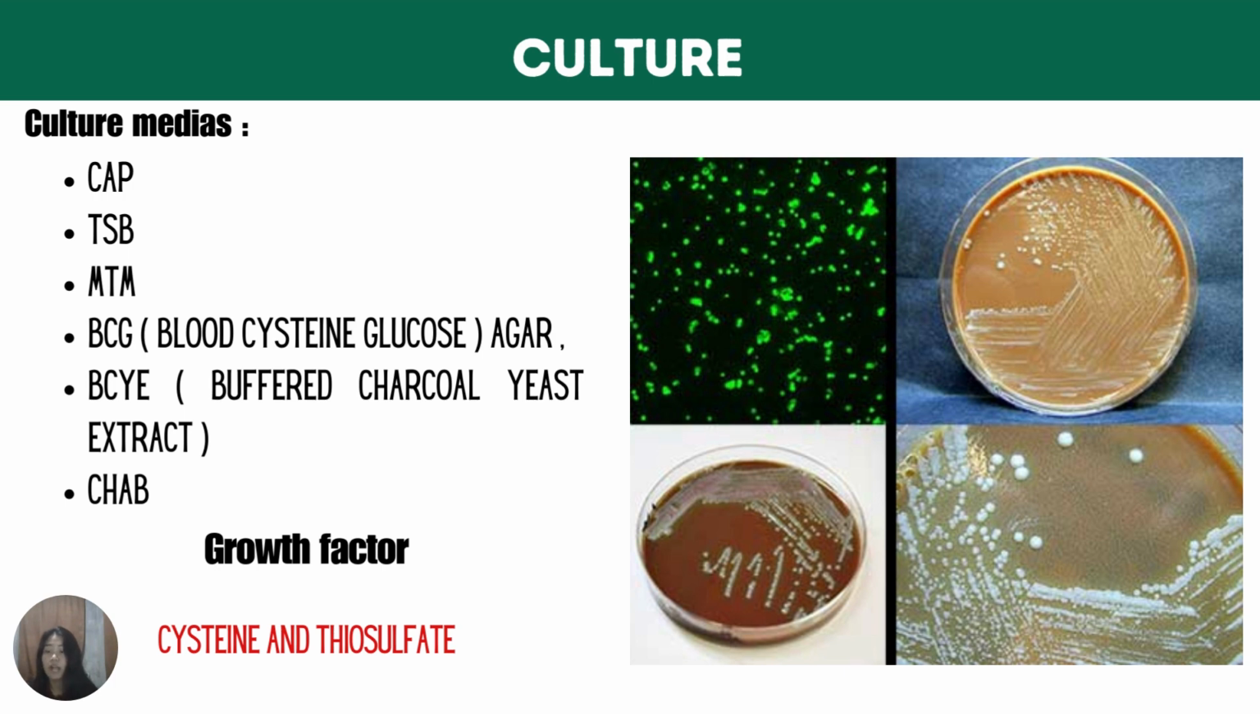Colonies are round, smooth, bluish gray to white, and slightly mucoid. However, it cannot grow on MAC because it is a fastidious organism. It needs additional growth requirements like cysteine and thiosulfate as growth factors. It is also a slow-growing organism which requires 2 to 4 days prior to colony formation.